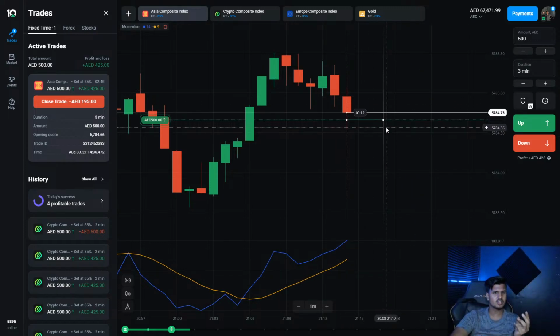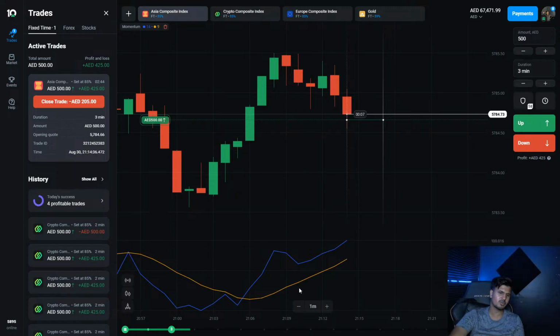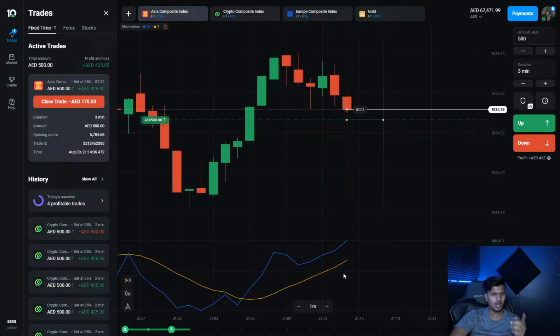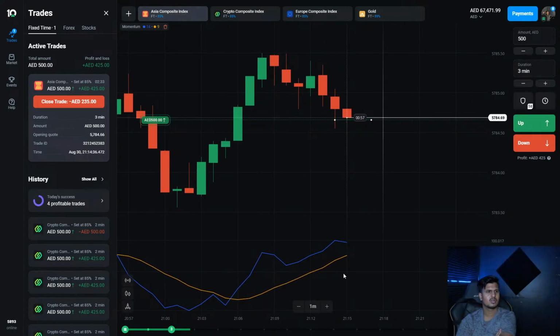But it still has the chance that it will move to the downward. But I made it in the upward direction because according to the Japanese candlestick and the momentum lines, both momentum lines are moving in the upward direction, as you can see in front of all of your eyes. And let's wait for the 2 minutes 30 seconds.